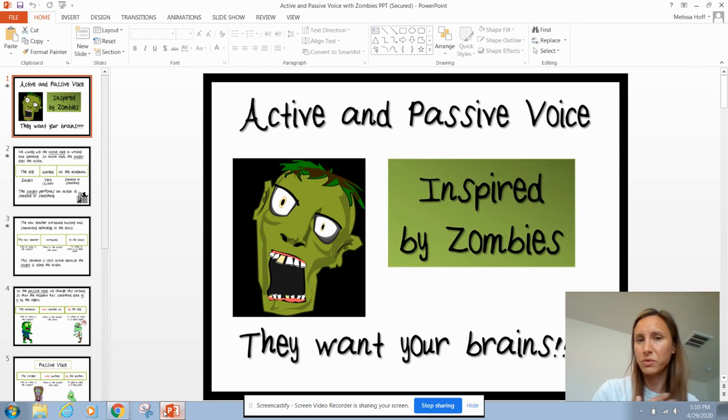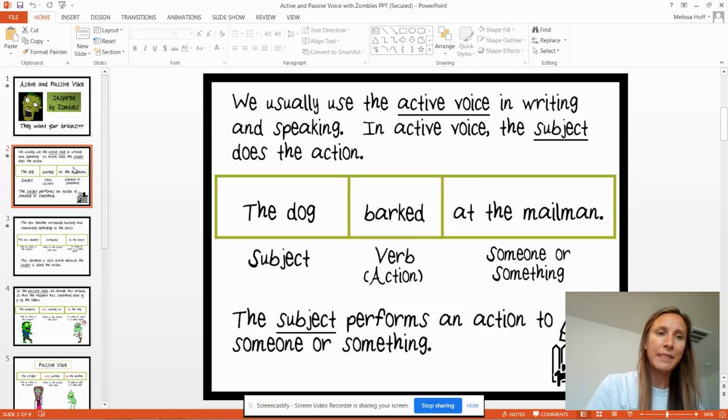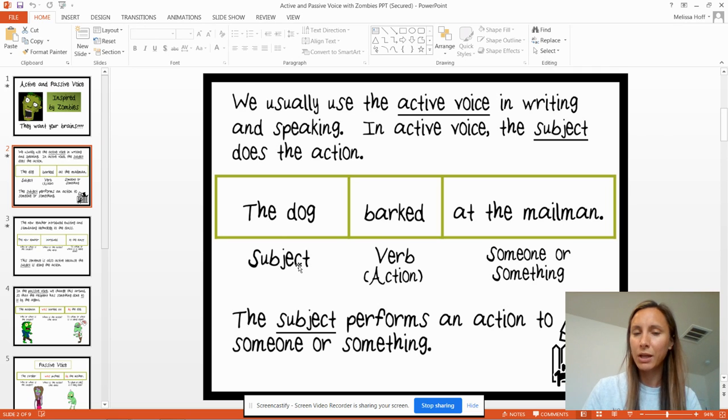When we're in the classroom, we usually do this fun thing where we learn about it by talking about zombies. Anyway, so it's 2 different ways to write. The active voice is when you are writing as if the subject is doing the action. So the subject of a sentence is the who or what. So this example says the dog barked at the mailman. Who or what is barking? The dog, that's our subject. The subject is doing the action, and so that makes it active voice.